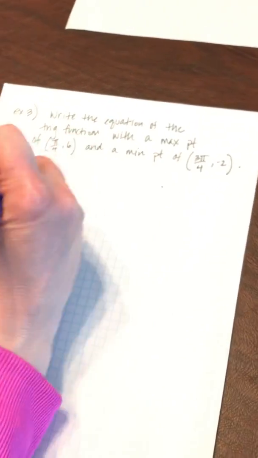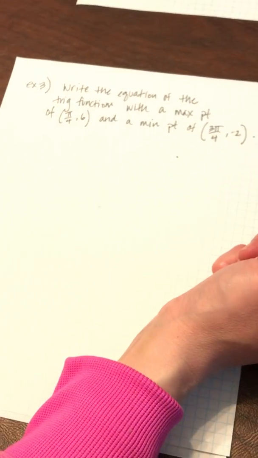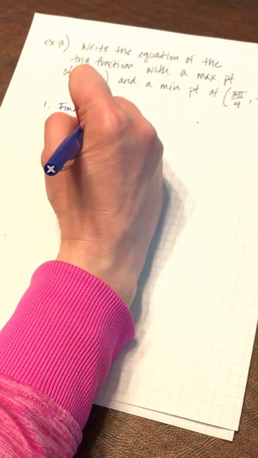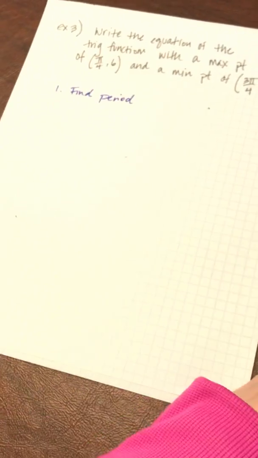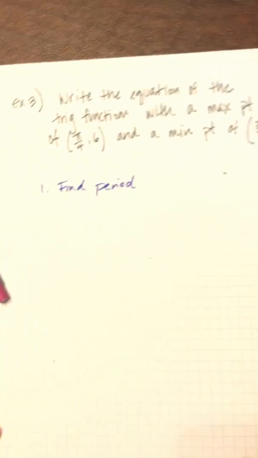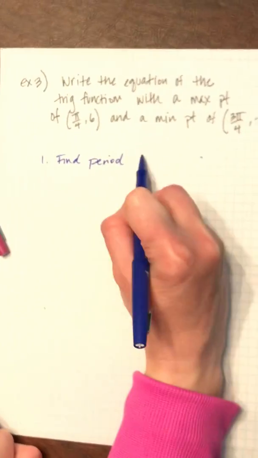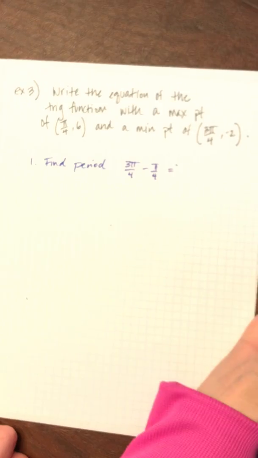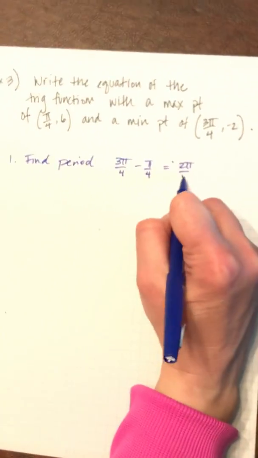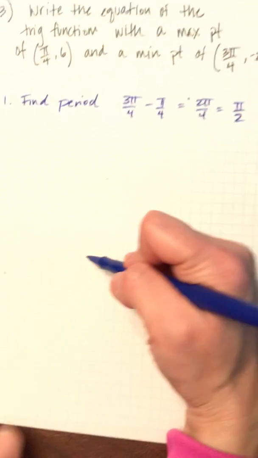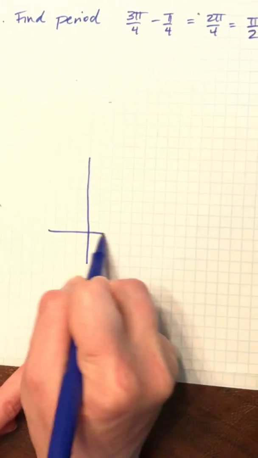What I'm going to start with is finding the period of my function. The period is always dealing with the x-axis, so I'm going to subtract my x values. So 3 pi over 4 minus pi over 4 equals 2 pi over 4, or in other words, pi over 2.